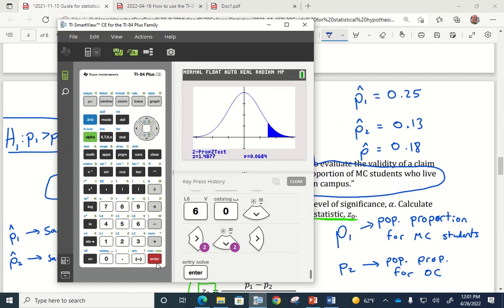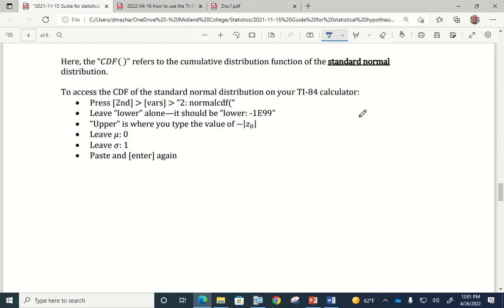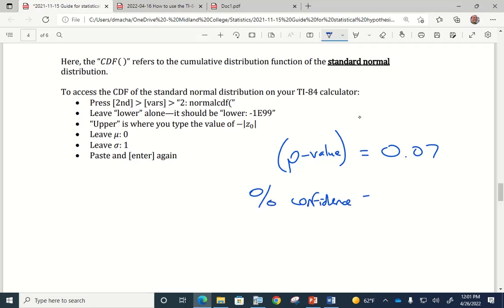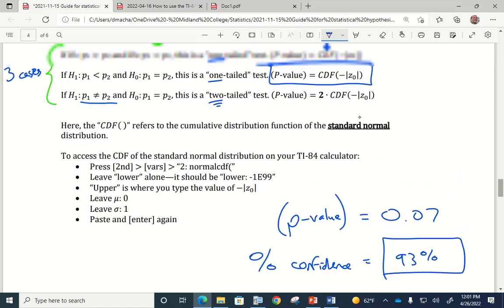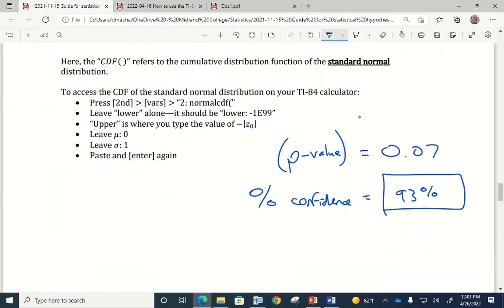And that's good because your p-value is the probability of making a type 1 error when we conclude in favor of our alternative hypothesis. So in our example, we have a p-value of 0.07, and that means my percent confidence is going to be 93%. So you can say you have 93% confidence that the population proportion of Midland College students who live on campus is greater than the population proportion of OC students who live on campus. In other words, we have 93% confidence in favor of my claim, in favor of my alternative hypothesis.